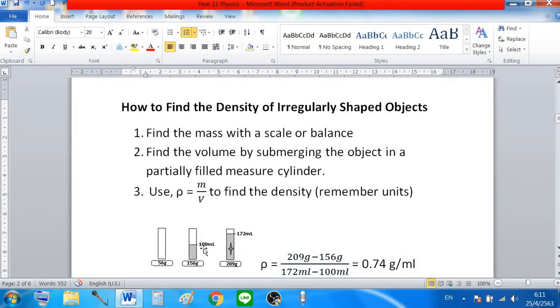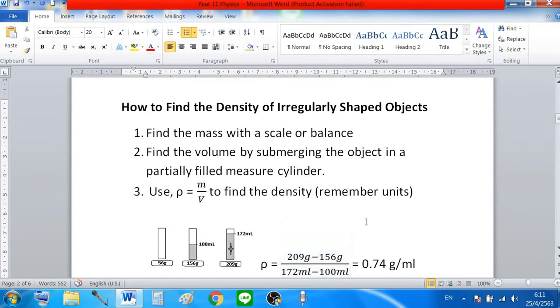So I had 100 milliliters. I put the object in the water and it went up to 172. So I'm going to say 172 milliliters minus the original 100 milliliters, and that gives me 72. So that is 0.74 grams per milliliter. The density of this object is 0.74 grams per milliliter.